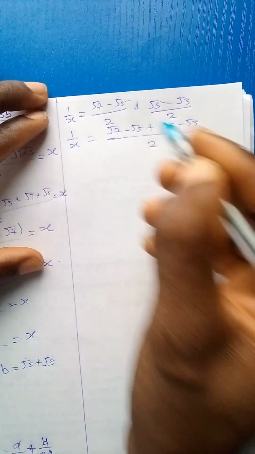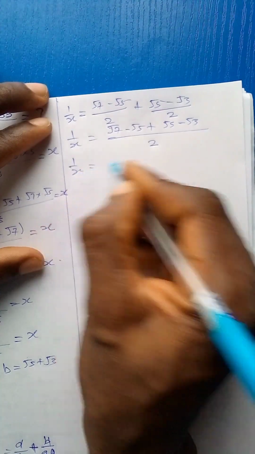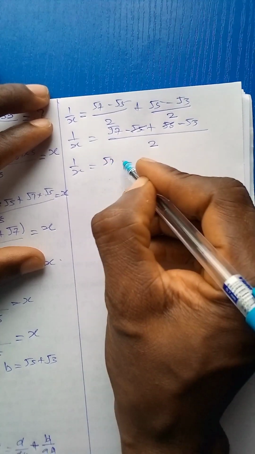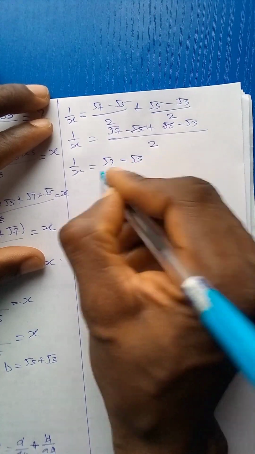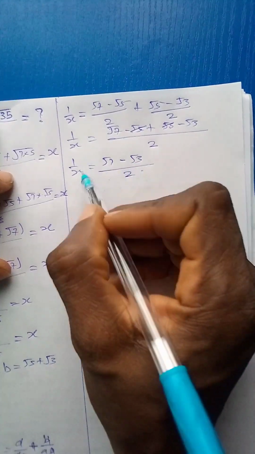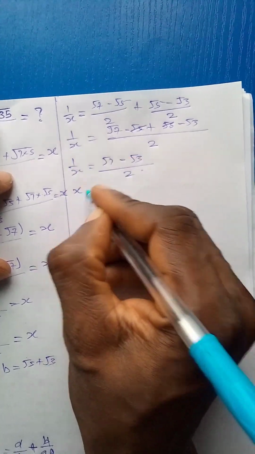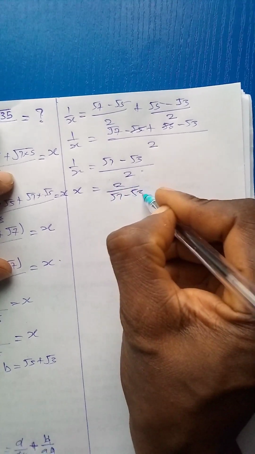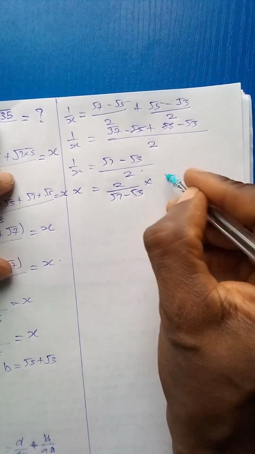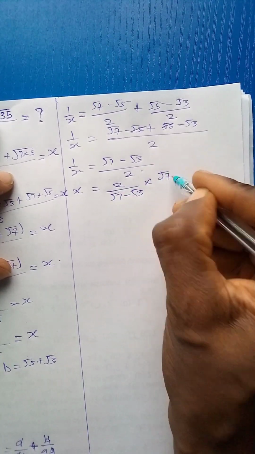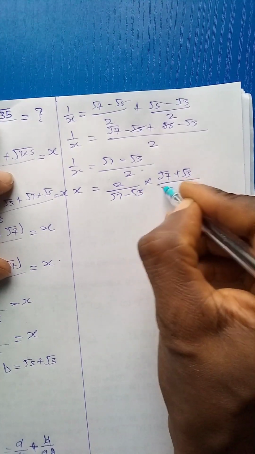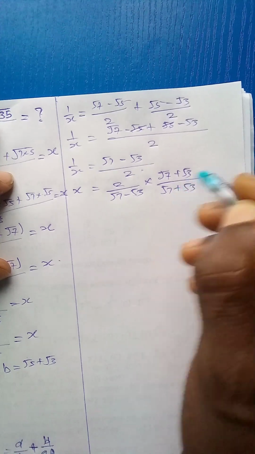Let's remember it is 1 over x. So 1 over x is equal to, this and this will cancel out, remaining root 7 minus root 3 all over 2. Now let's also find the reciprocal of this. So x is equal to 2 over root 7 minus root 3. I'll also multiply the numerator by the conjugate of the denominator, root 7 plus root 3 over root 7 plus root 3. And then finish up.